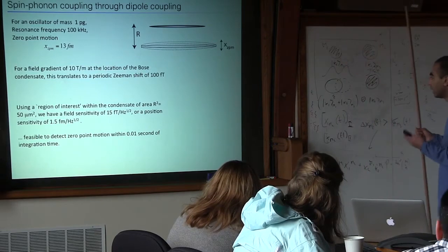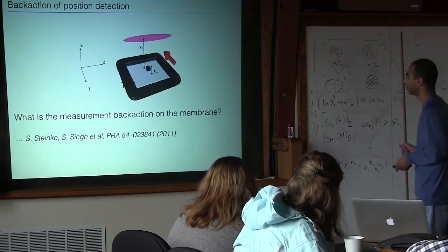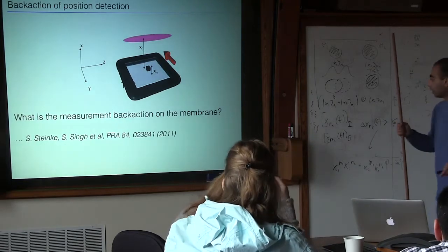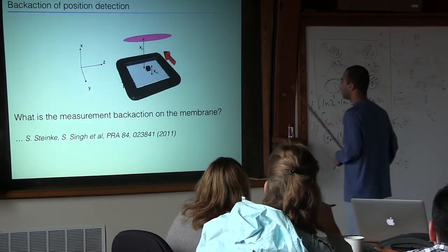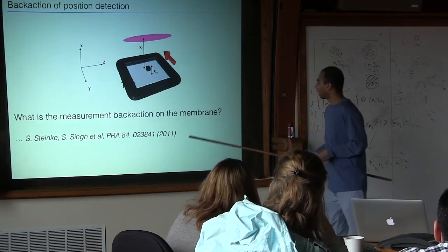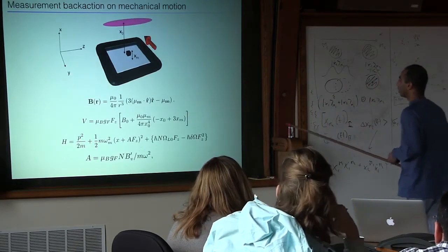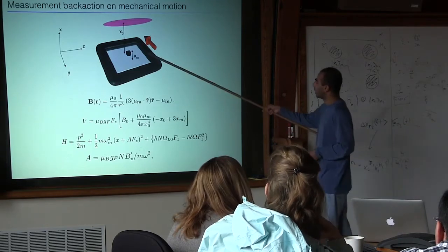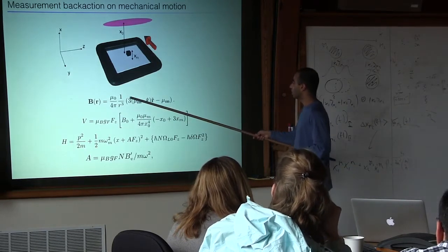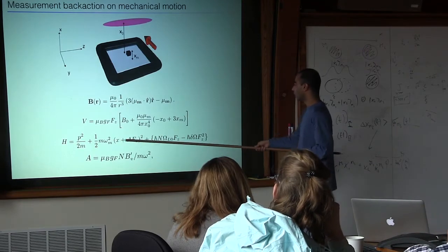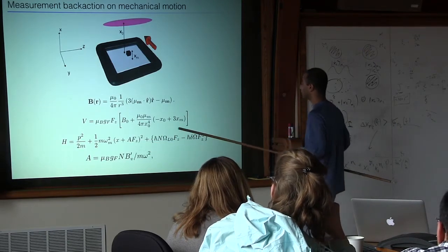What happens when I detect it? What's the measurement back action of this position detection? This was work done by Steve Steinke and Swati Singh a couple of years ago. What they realized was that, let me just go through this. This is the interaction Hamiltonian, which just comes about from the dipole nature of this micromagnet. And at the end of the day, the Hamiltonian for the condensate looks like this.